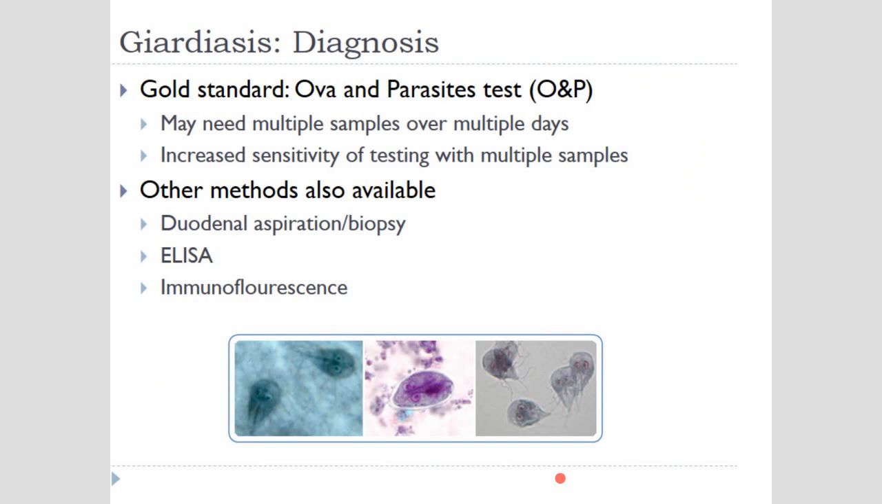Or you can also resort to the fancy immunological tests, which are becoming the norm these days. You just look at an antigen and antibody and want to be quick. But again, it's going to cost you money. ELISA, immunofluorescence are there.